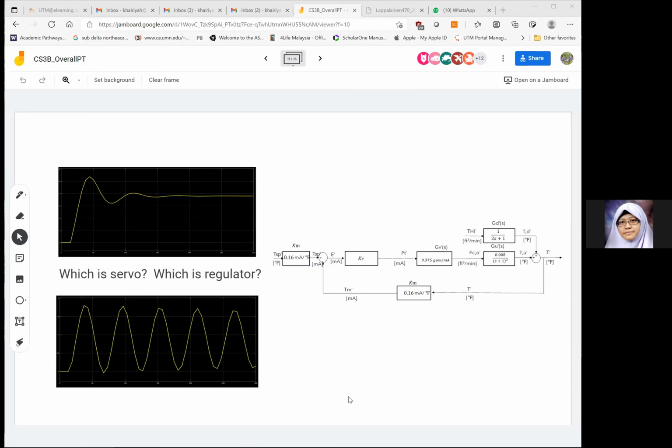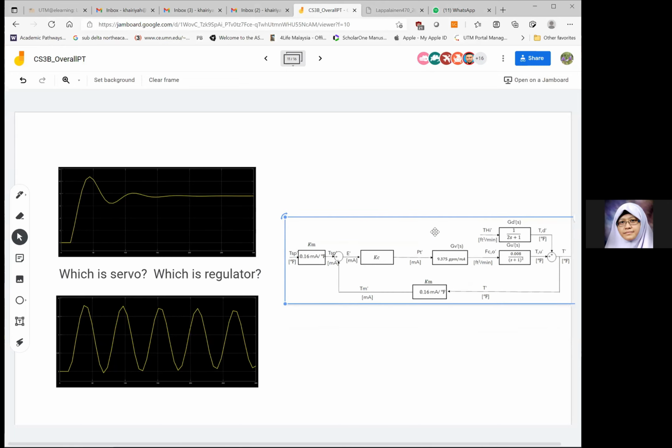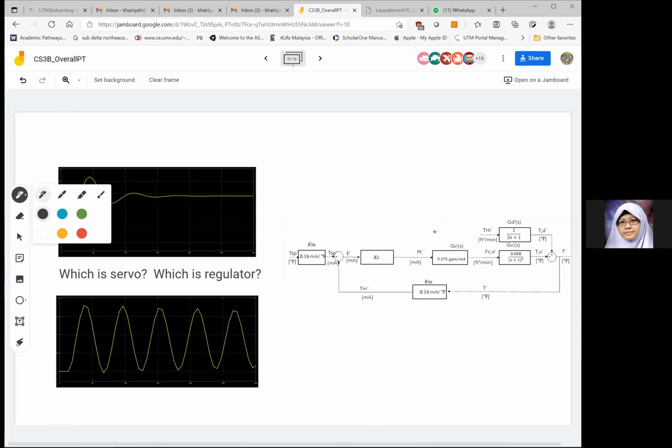By the way, this is what I want you to understand. When you are doing your tutorial, your quiz, or your test, or your report, or whatever you do, you need to put in the exact transfer function in the box. Let me use red.